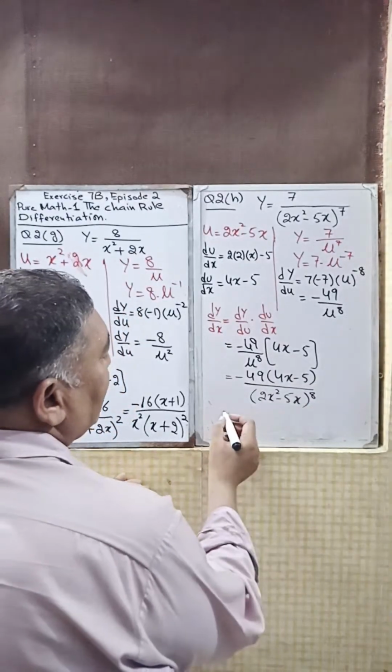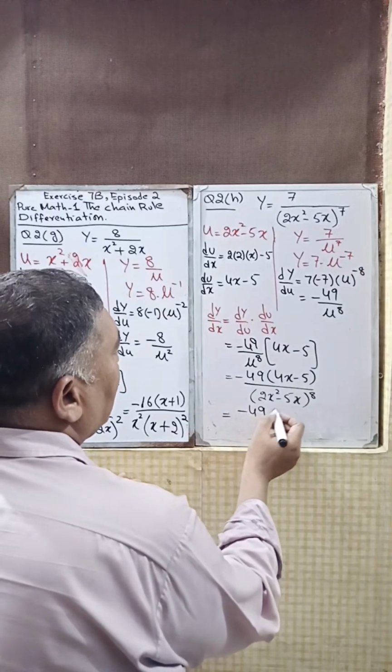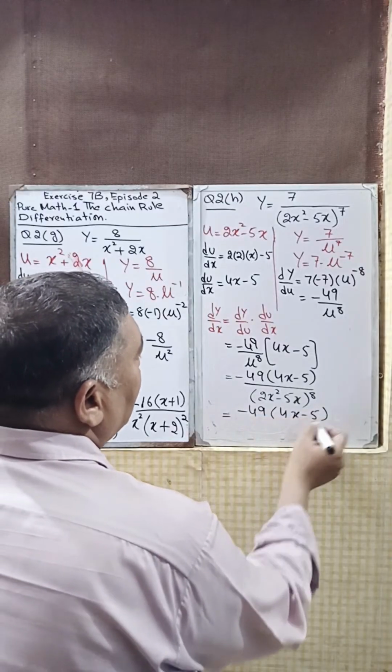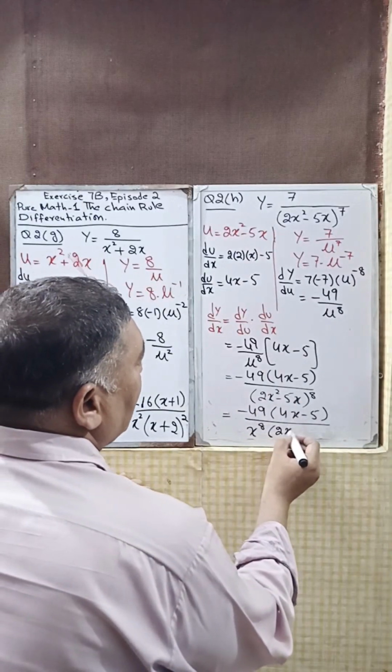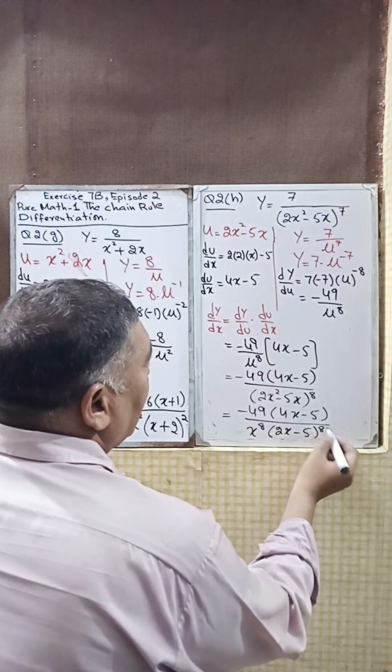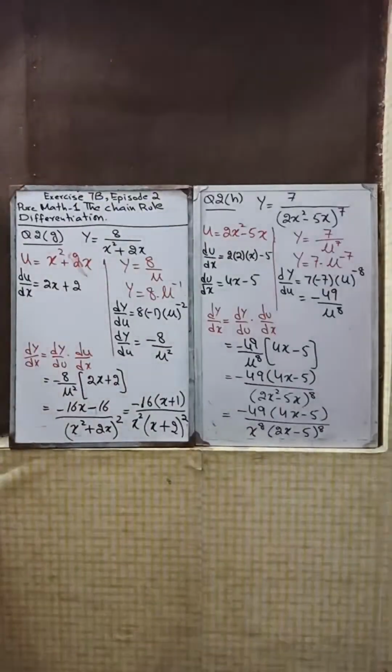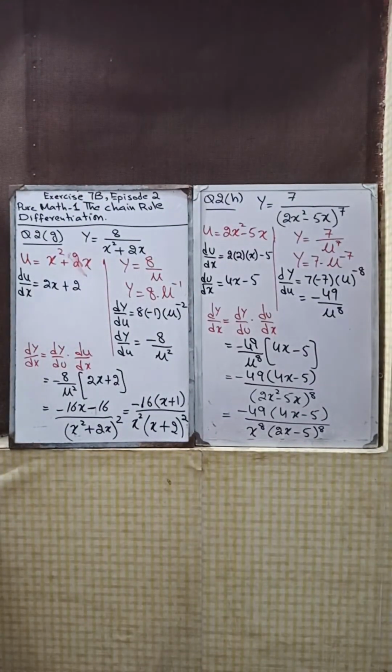If you like, we can take x common from here, so it will become minus 49 bracket 4x minus 5, divided by x raised to power 8 into bracket 2x minus 5 raised to power 8. I hope this is how the book will write the answer. So let's check the answer. The book says that the answer will be minus 49 bracket 4x minus 5 bracket close divided by x raised to power 8 bracket start 2x minus 5 bracket close raised to power 8. So you see, question number 2, H part, our answer is perfect.